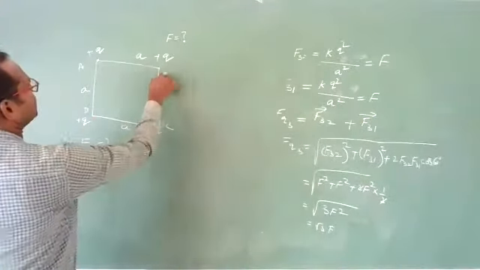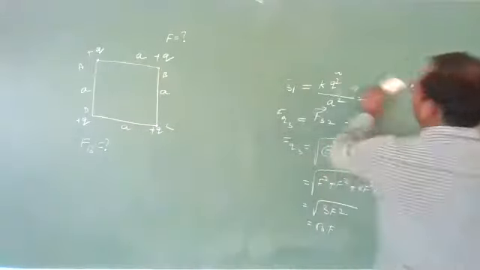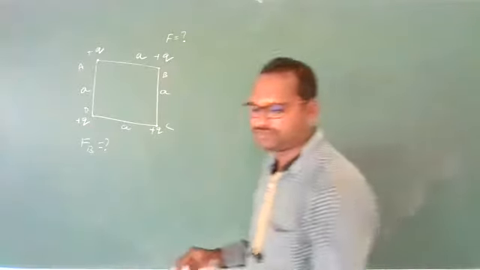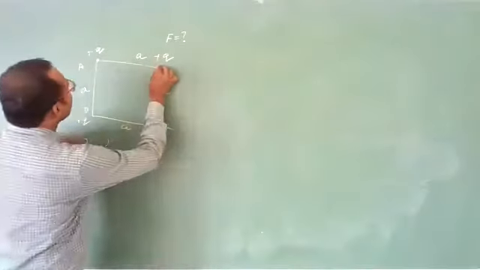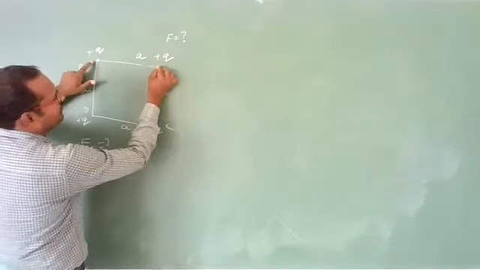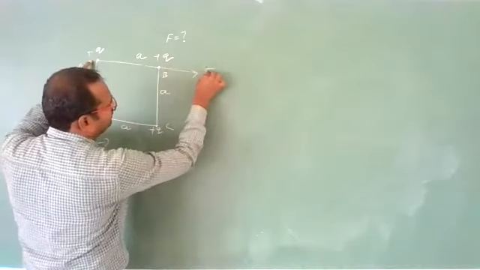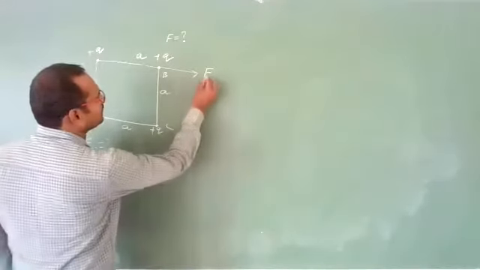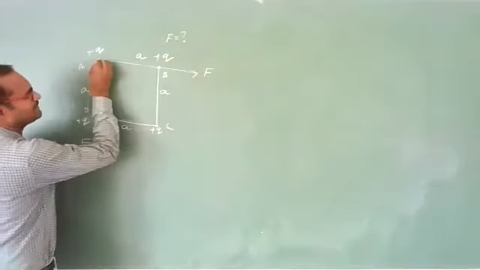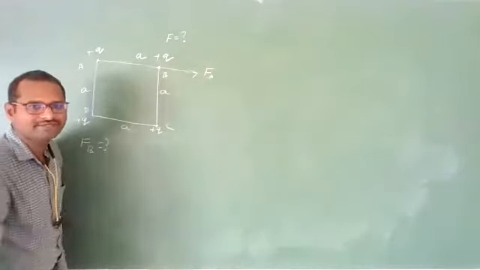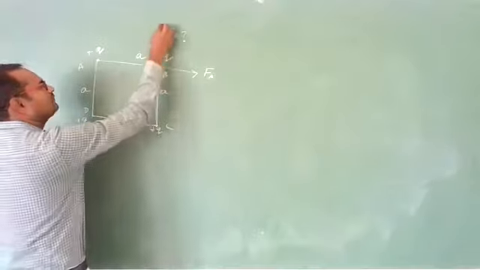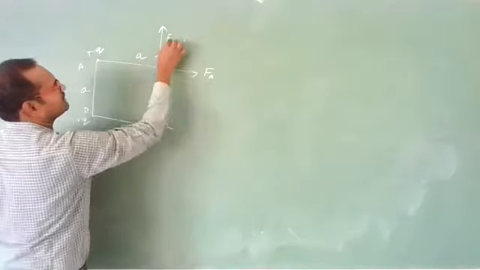So the first thing you need to do is find the force directions. On this Q2, due to the charge at A, which type of force? Repulsive force. It is in this direction. Next, due to the charge at C on this charge, the force is in this direction. That is FC.